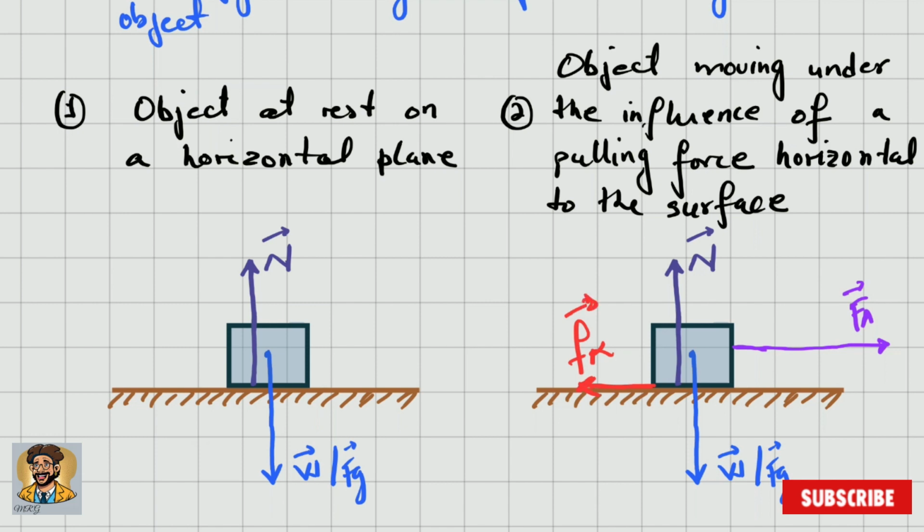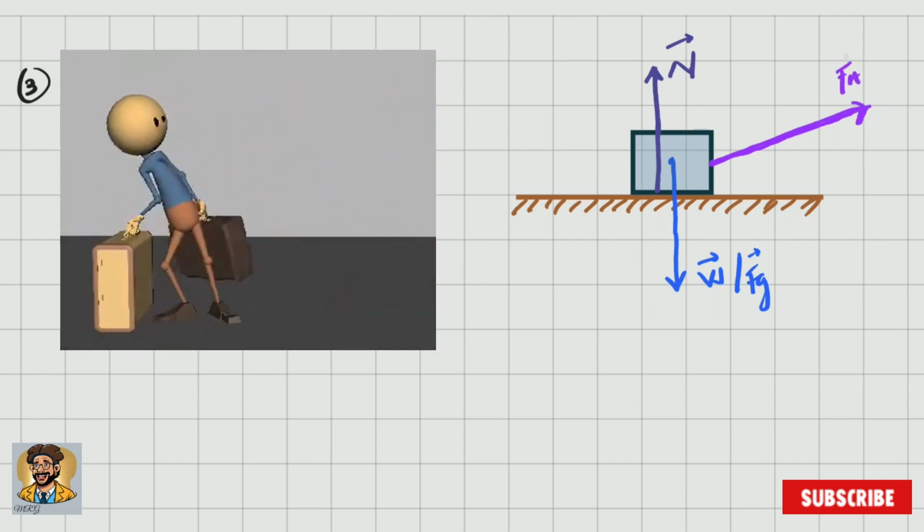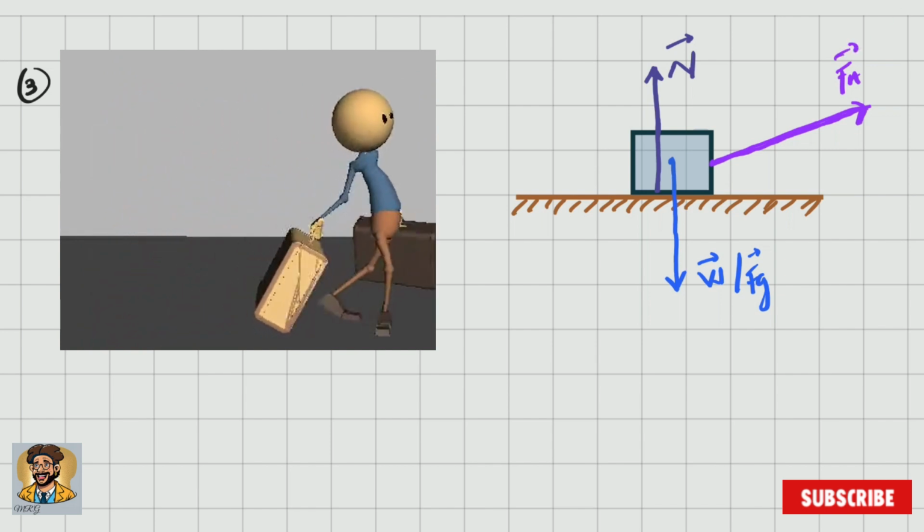These are the first two scenarios. Now, this scenario is similar to the second. The object is moving under the influence of a pulling force that makes an angle of 30 degrees with the horizontal. So it's on a horizontal surface, but the force now makes an angle of 30 degrees with the horizontal. This force that is pulling the object to the right is not parallel to the surface. Instead, it makes an angle of 30 degrees. This one is the applied force.